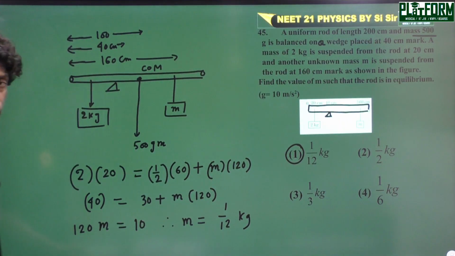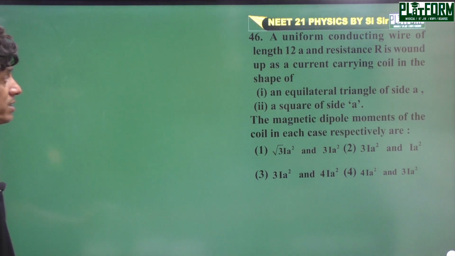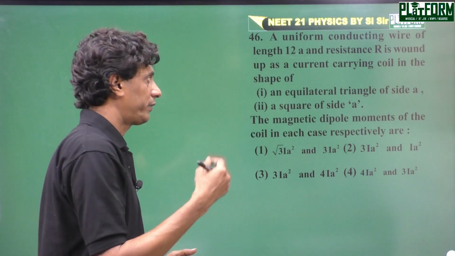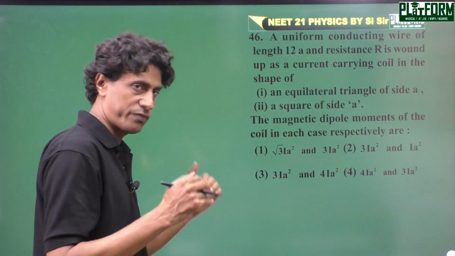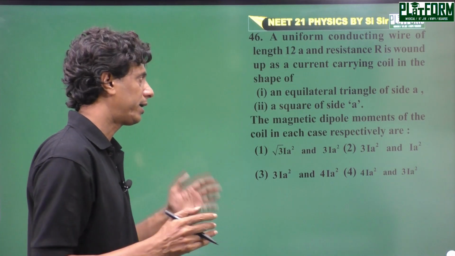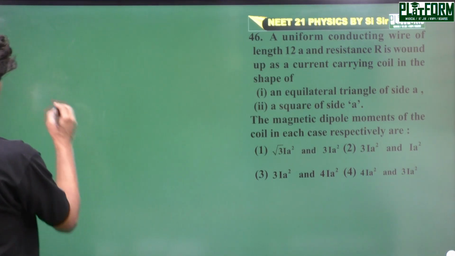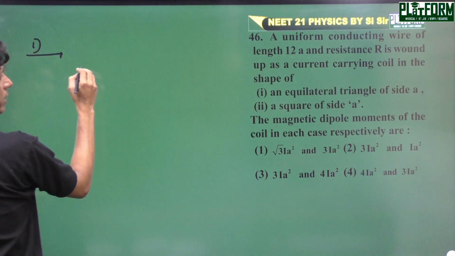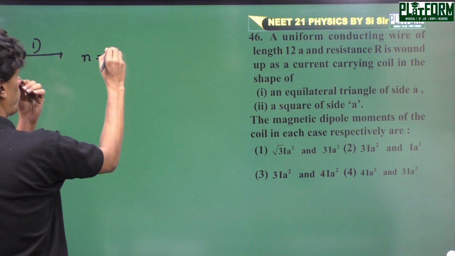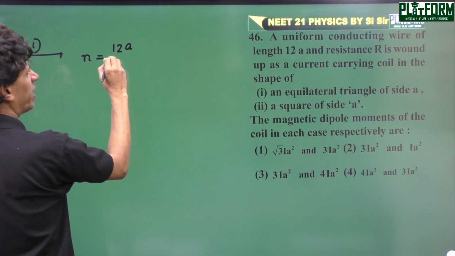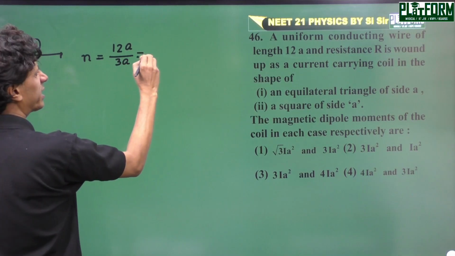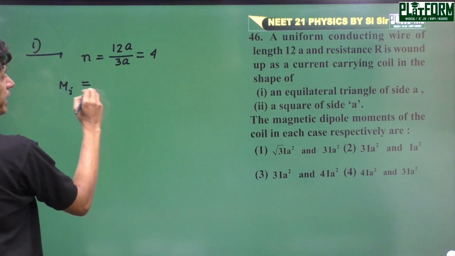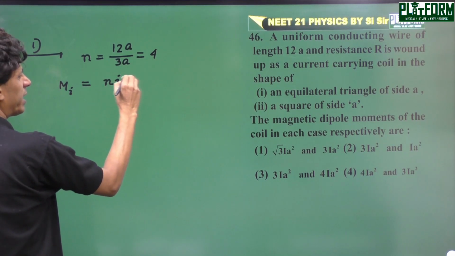Question number 46. Next problem, let us see. A uniform conducting wire of length 12A and resistance R is wound up as a current carrying coil in the shape of an equilateral triangle of side A and a square of side A. So in the case of the equilateral triangle, the number of turns is equal to 12A by 3A, and it is actually 4. So the magnetic moment is equal to NIA.